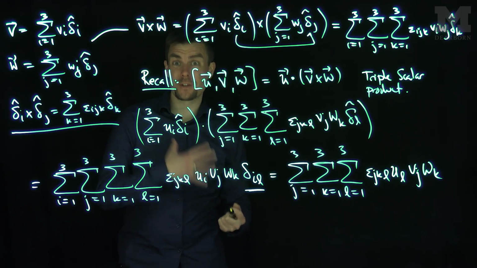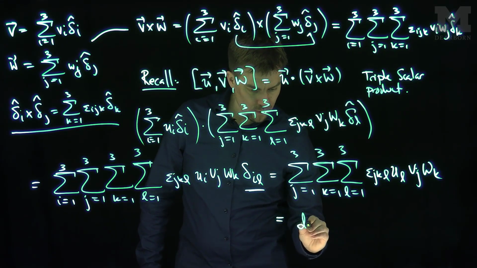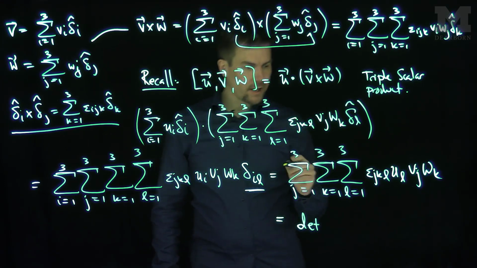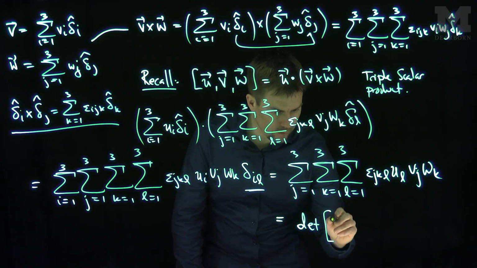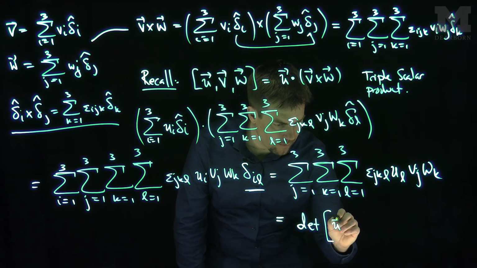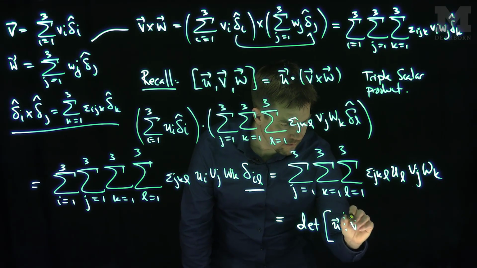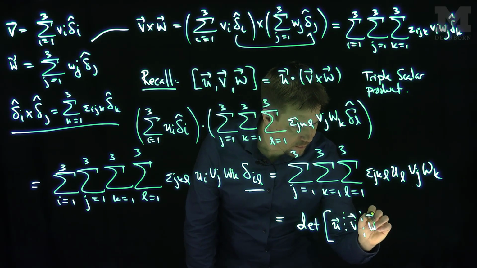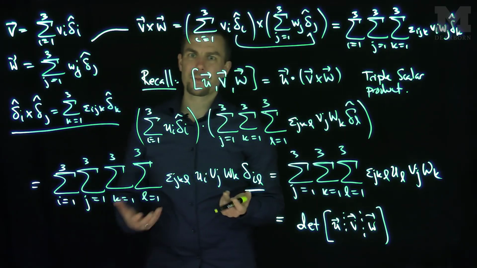We can actually realize this formula over here just gives me what the determinant is by definition. So this by definition is going to be equal to the determinant of the matrix I get when I put u, v, w over here. So this would exactly just be the determinant of those three vectors. Thank you very much.